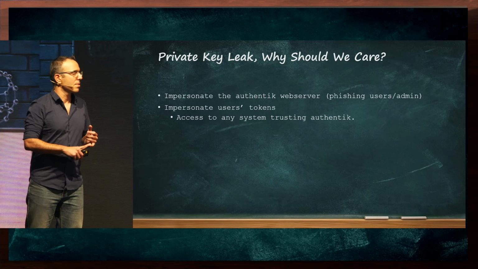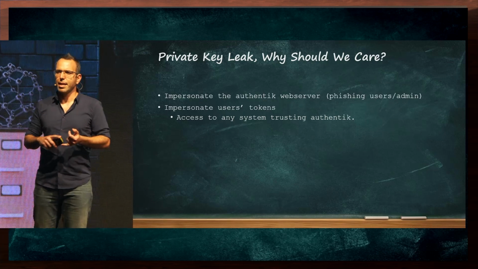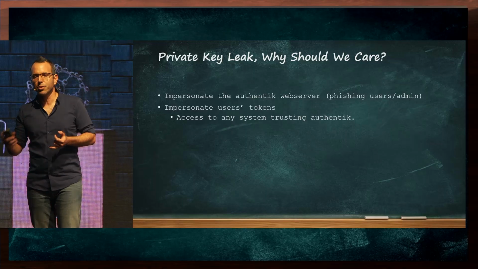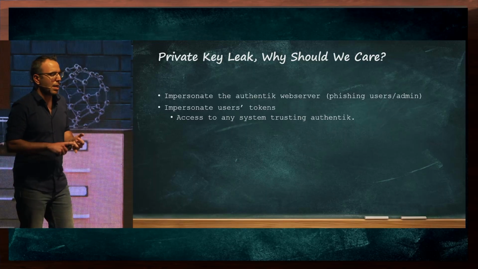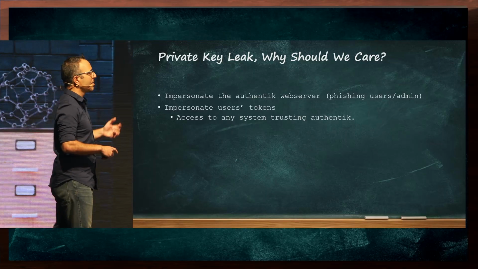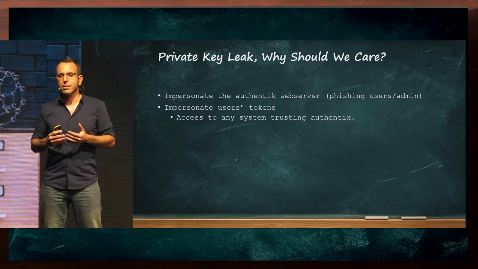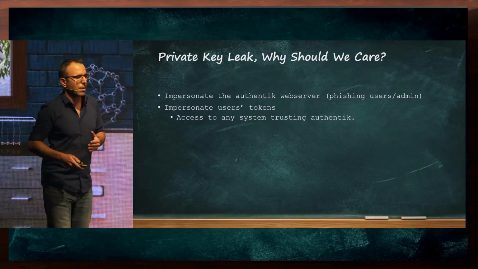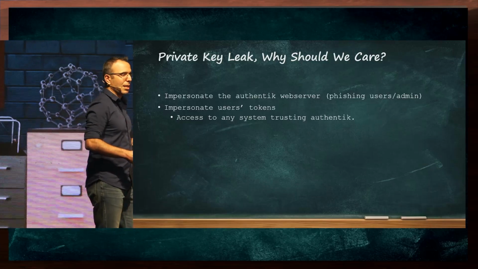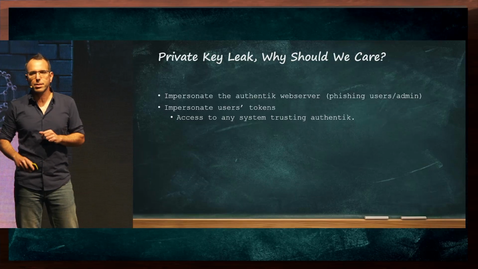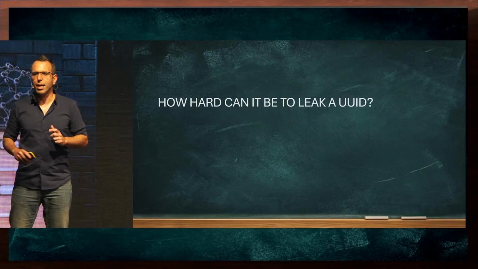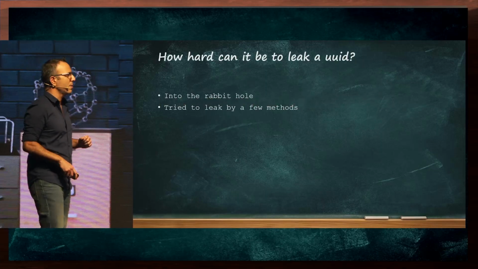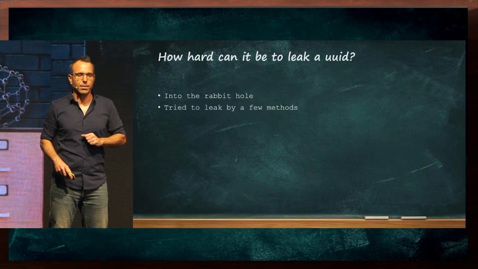An attacker possessing the private key can impersonate the Authentik web server itself, and by that phish users and admins. And also, it can impersonate users' tokens, and by that gain access to any system trusting Authentik. So with our motivation set, let's get back to our question. How hard can it be to leak a UUID? This question took us down the rabbit hole.